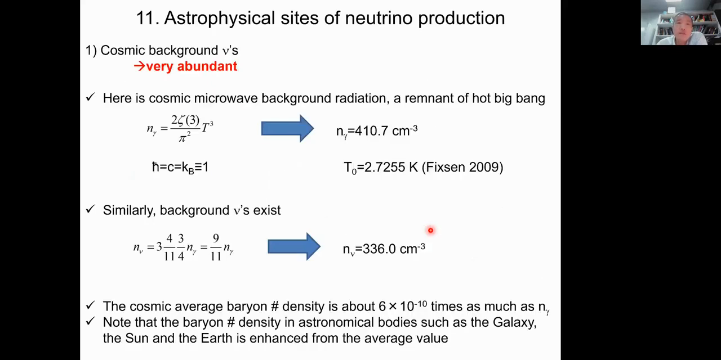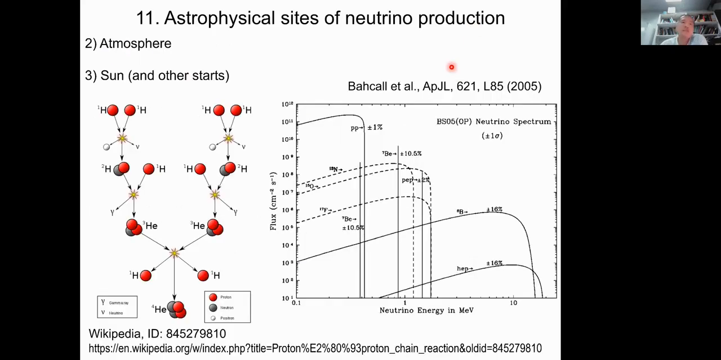So, the universe is the first site of neutrino production, and the second site of neutrino production is the atmosphere of our Earth. Some example was already explained, associated with the solar neutrino problem. And the third site for neutrino production is the Sun and other stars.